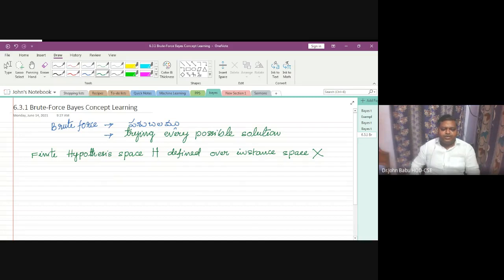So what we want to learn is the target concept. If you remember the first chapter, the target concept is the desired result, what we want. So we want to learn the target concept, and this target concept is indicated by C, where either it is 0 or 1.